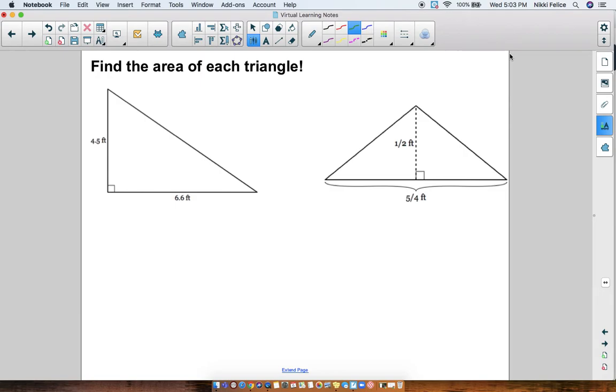So let's just do 2 practice problems and then we'll be done. So right now I want you guys to, in your notebooks, copy down both of these triangles and try to find the area of each triangle. All right? And then when you're done, click play so we can check our answers.